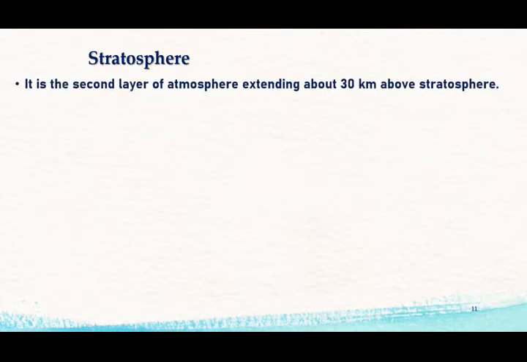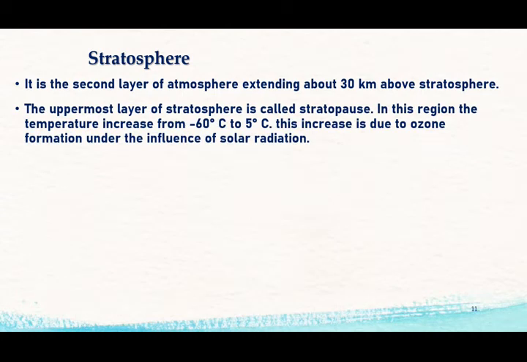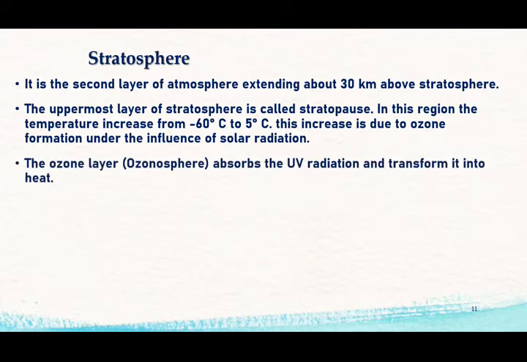So let us recall about the stratosphere layer. It is the second layer of the atmosphere, extending about 30 kilometers above the troposphere. The uppermost layer of the stratosphere is called a stratopause. In this region, the temperature increases from minus 60 to 5 degrees Celsius. This increase is due to the ozone formation under the influence of solar radiation.